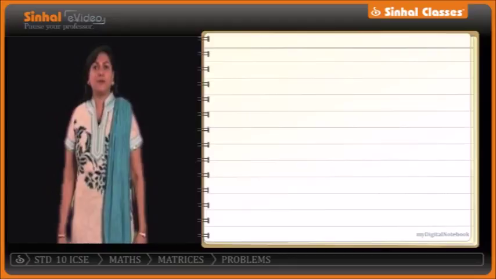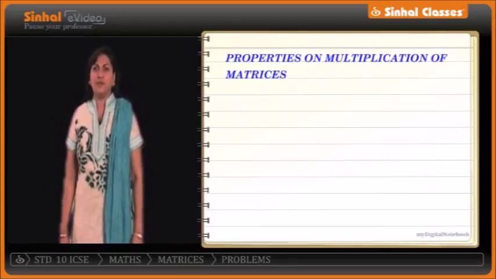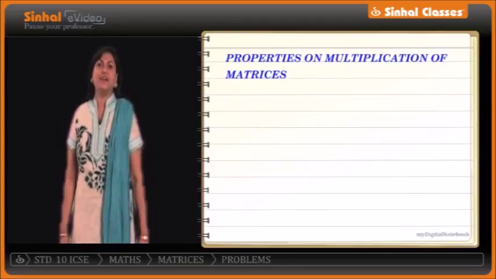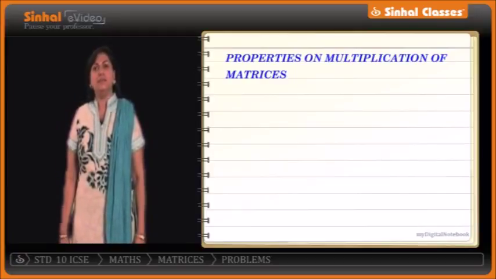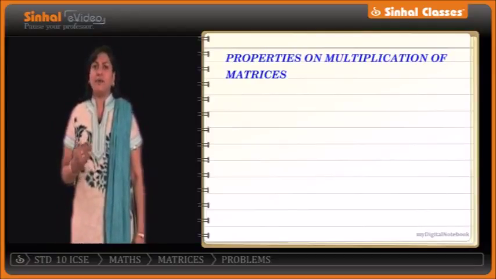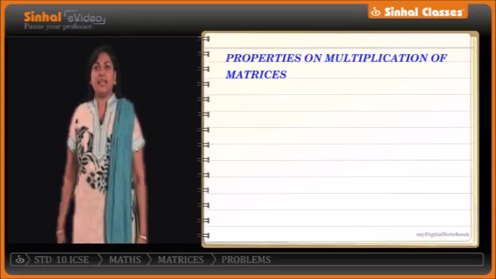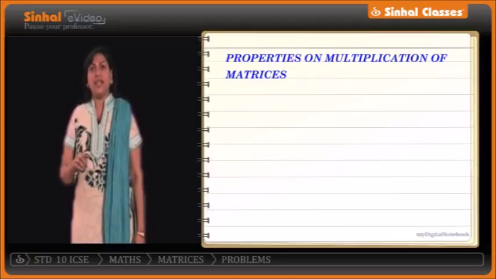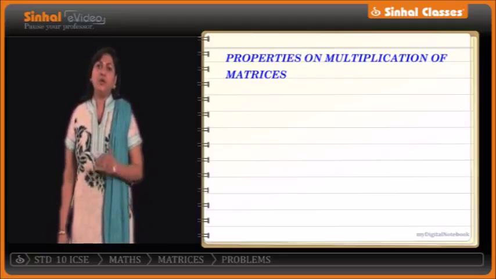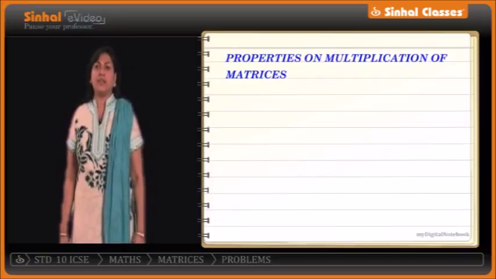Now let's switch over to the properties of multiplication of matrices. What do you think? Will A into B be the same as B into A? We can try that out. Now, how can we multiply two matrices? If the number of columns of the first matrix is equal to the number of rows of the second matrix. So, you will get many cases where you can find A into B, but when you do B into A, that matrix multiplication is not possible at all.